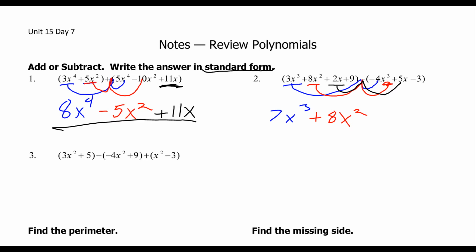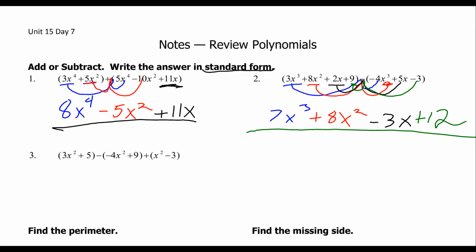2x minus 5x. So that's going to be negative 3x. And then our last little piece here, we got 9. So we're going to go 9 minus negative 3. And then 9 minus negative 3 is actually going to be plus 12, and that problem is now finished. Next problem.